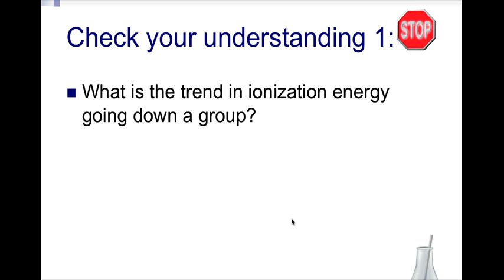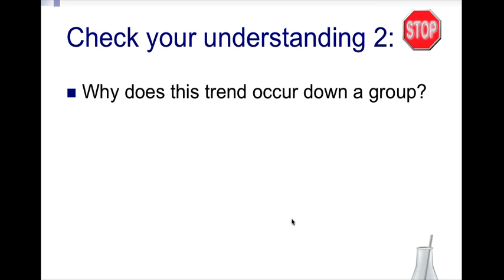So to check your understanding, what is the trend in ionization energy going down a group? As we go down a group, it will decrease. And why does this trend decrease as we go down a group? It's because the larger radius will have less pull.